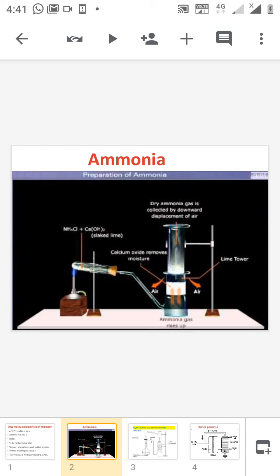The ammonia is prepared in the laboratory by using two different methods. First is by heating an ammonium salt with a strong base, which is prepared by heating the mixture of ammonium chloride and slaked lime. The ammonia which is produced is dried by passing it through a tower packed with quicklime, and it is then collected by the downward displacement of air.